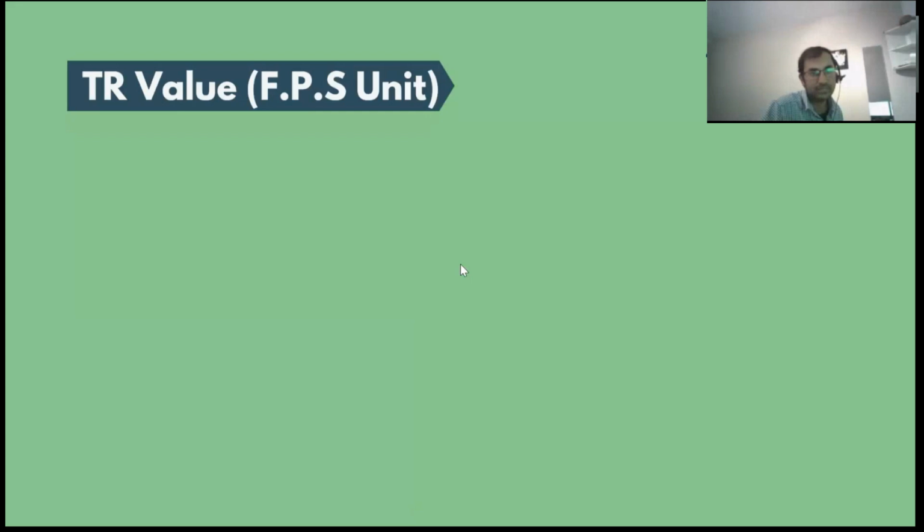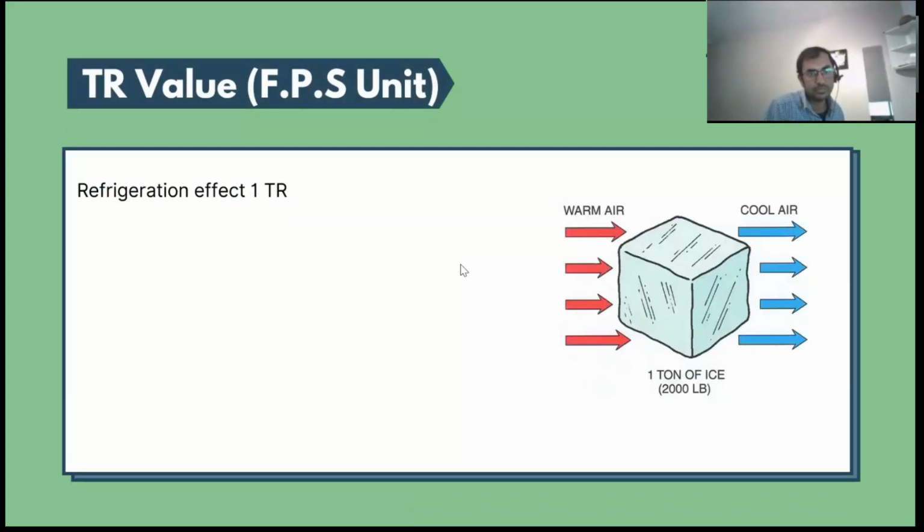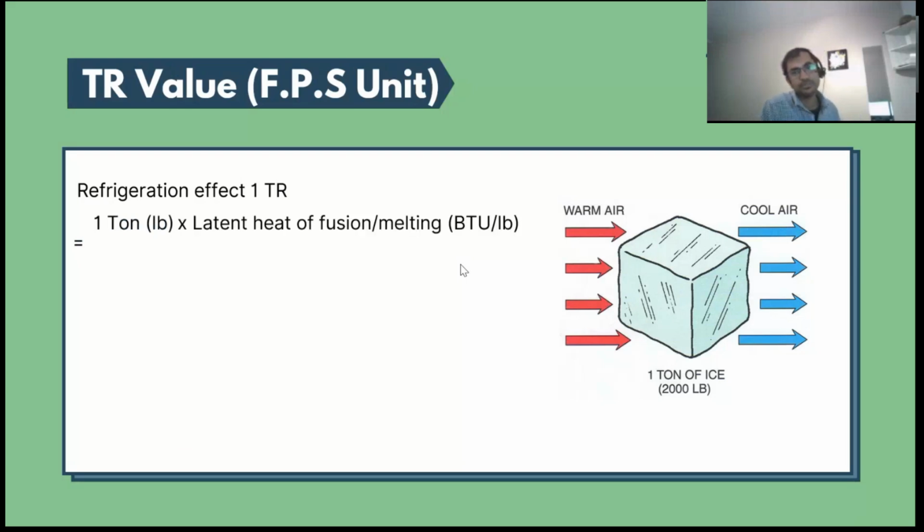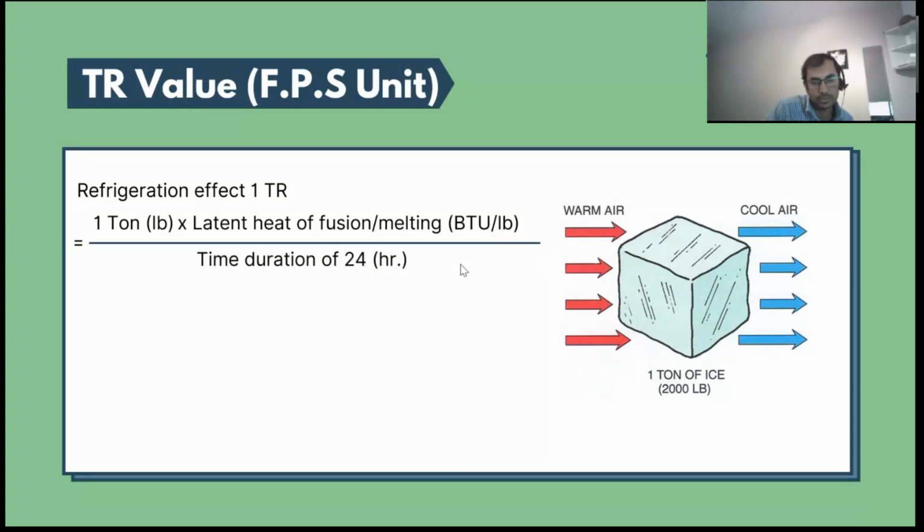And let the value refrigeration effect, 1 ton, equals 1 ton into latent heat of fusion for melting, that is BTU per pound, and time duration, that is 24 hours, based on the definition of TR.